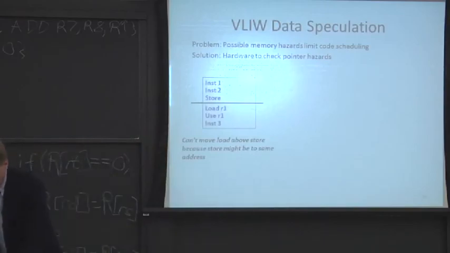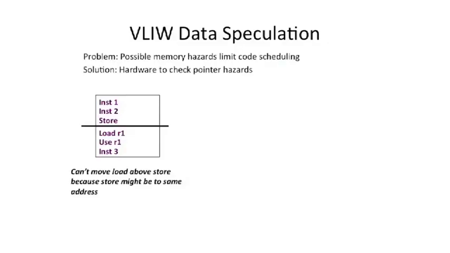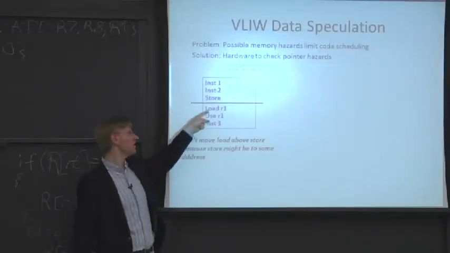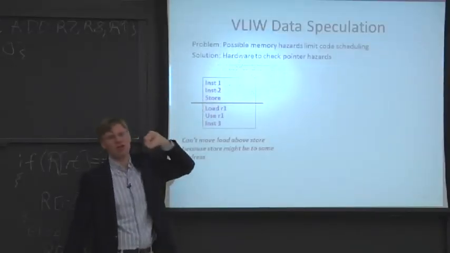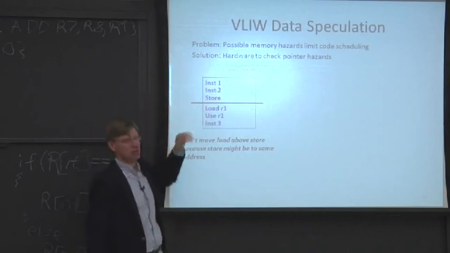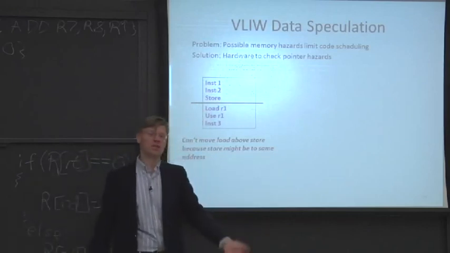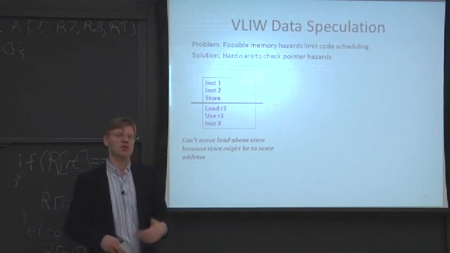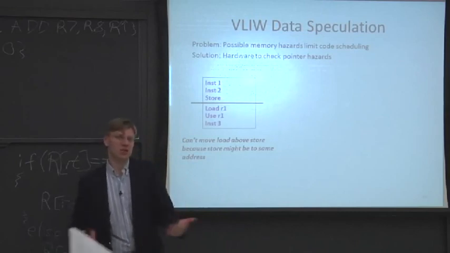OK, so let's look at how to do this. We have a code sequence here, some instructions, a store, and then a load. The compiler can't prove anything about this store and this load. But in an out-of-order superscalar, it could guess or speculate that the load and the store don't share the same address. And if they did, it could basically roll back the code and re-execute the load. And we want to emulate something like this, but doing it all statically with the compiler.